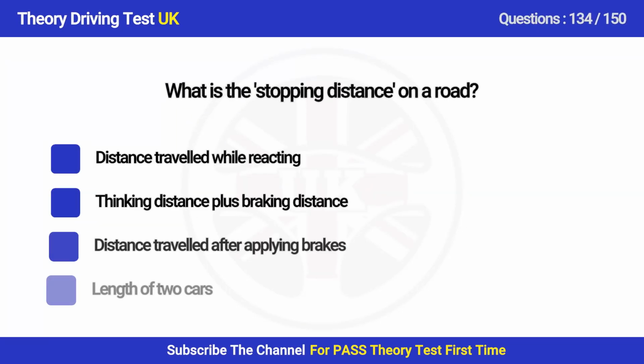Question 134. What is the stopping distance on a road? A. Distance traveled while reacting. B. Thinking distance plus braking distance. C. Distance traveled after applying brakes. D. Length of two cars.